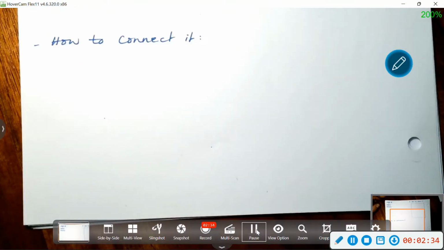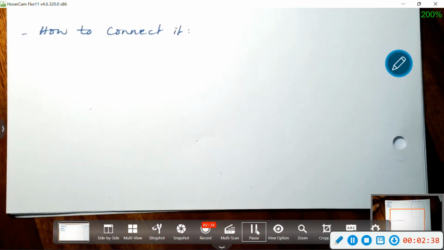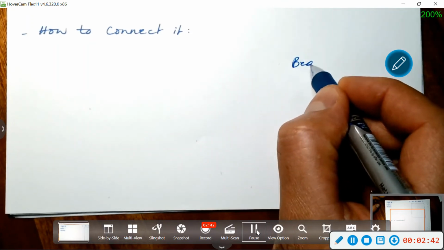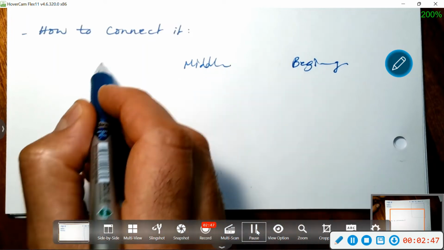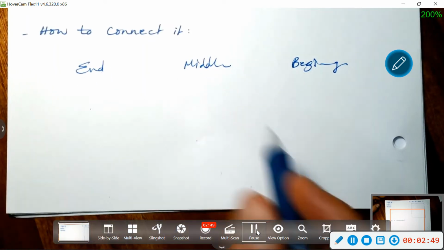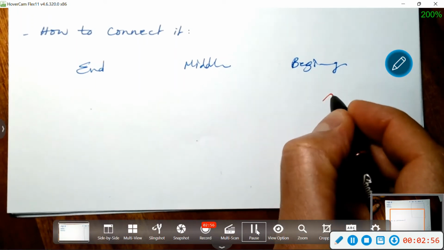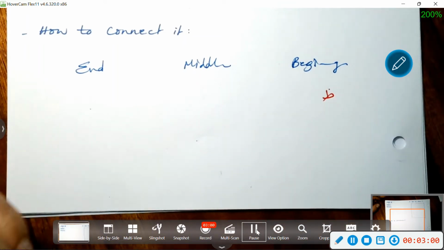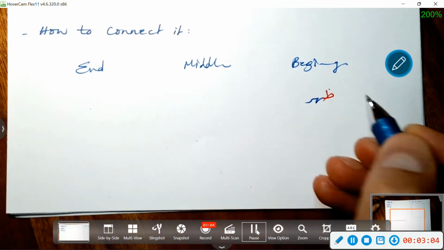Now let's see how to connect it. Beginning, middle, and end. The first word is ظهر. Mean a back.